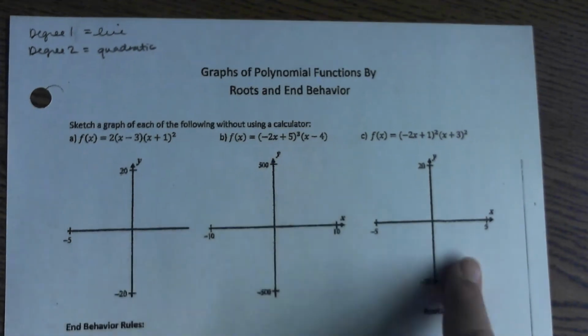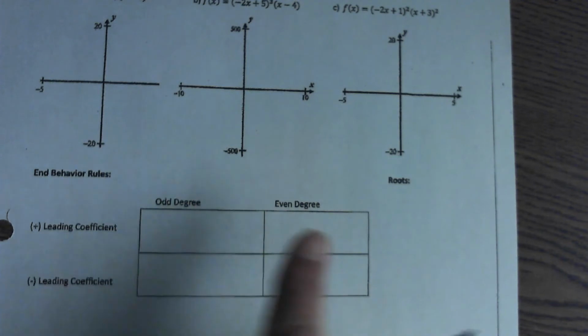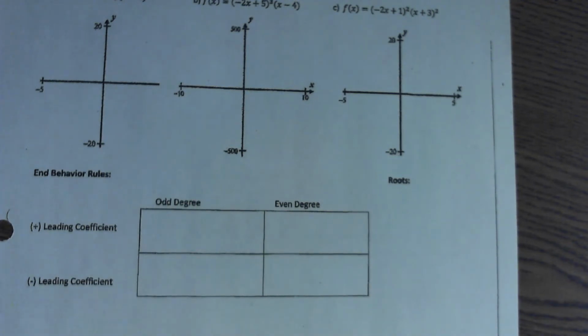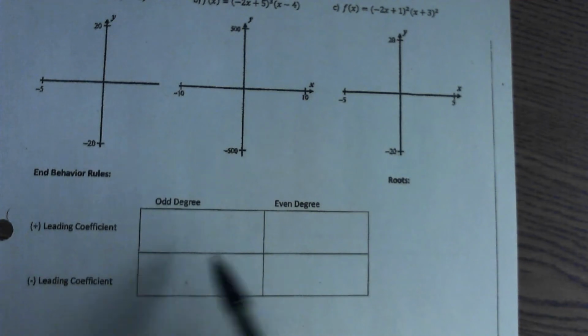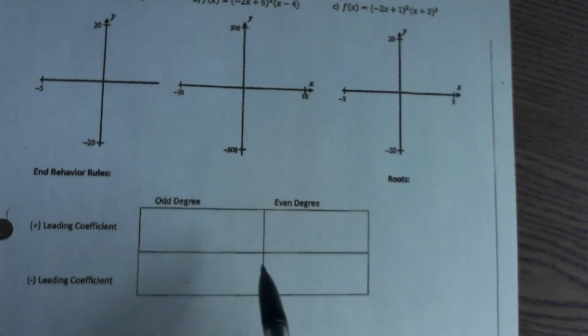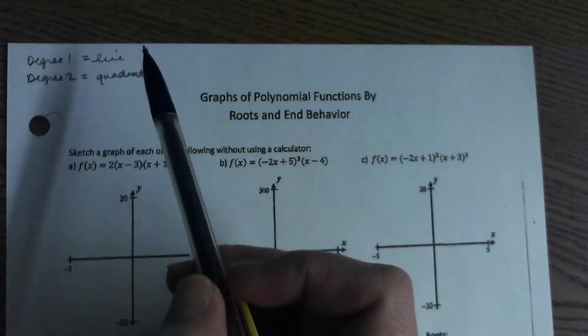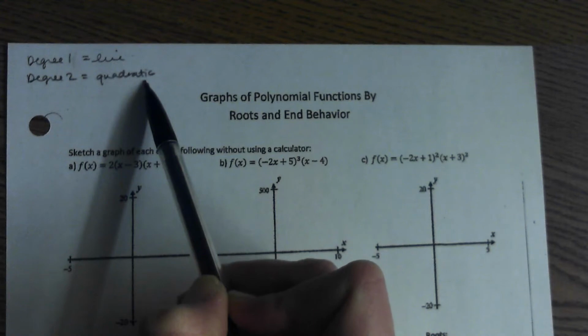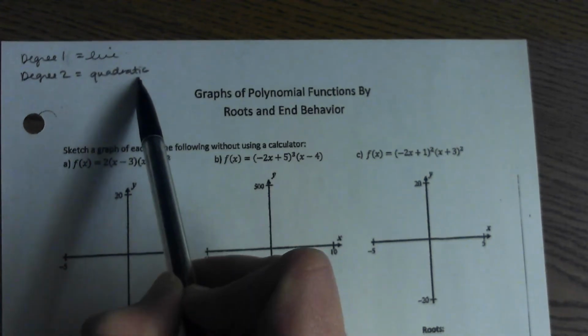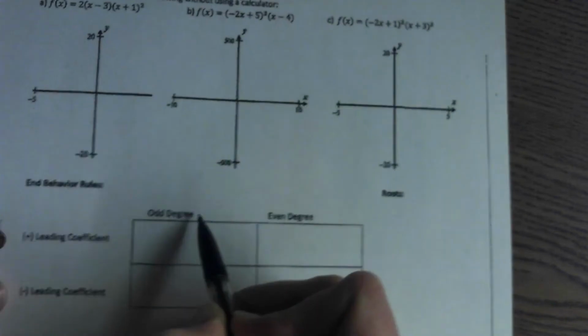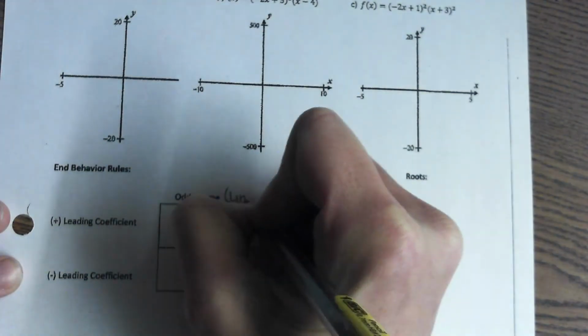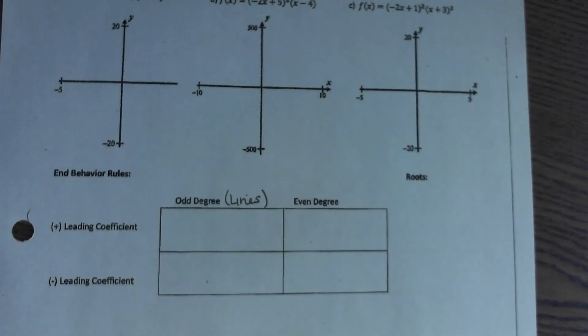Before we jump into any of these, I want to talk about end behavior rules. You essentially have to memorize what I'm about to write in here. But I will tell you that if you base your knowledge off what you know about lines and quadratics, I would argue that you actually already know these rules. Starting with an odd degree, which we'll use lines as our sample. An odd degree polynomial is when your highest exponent is a 1 or a 3 or a 5 or a 7. Lines fall into having a degree of 1, so they would be in this category.